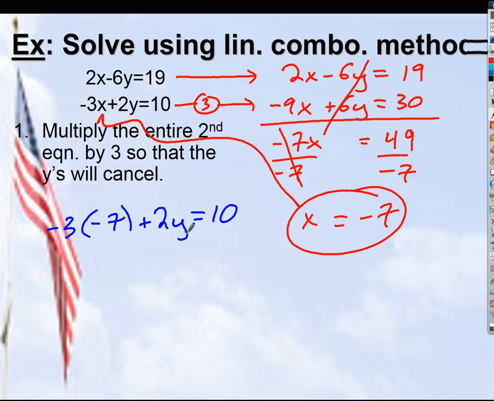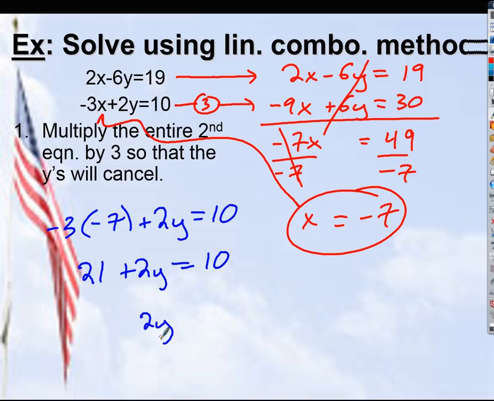If we simplify this, what's -3 times -7? 21, good. 21 plus 2y equals 10. So what are the two steps in order I'm going to go through to isolate the y? First, I subtract 21, right, which covers that up, and then divide by 2. Good. Okay, so if we do those two things, if I subtract 21, I get what?